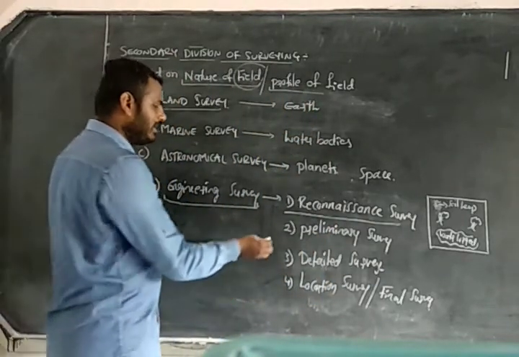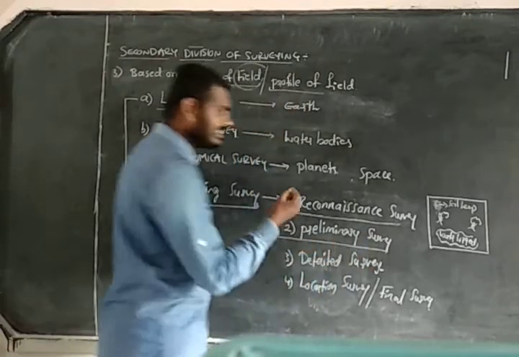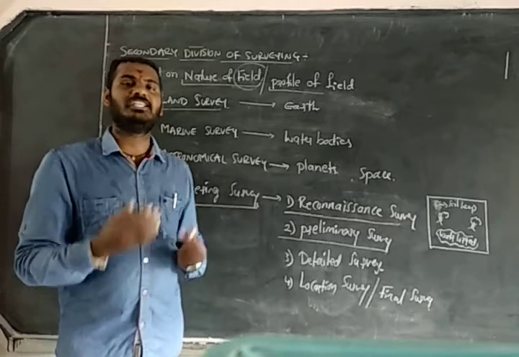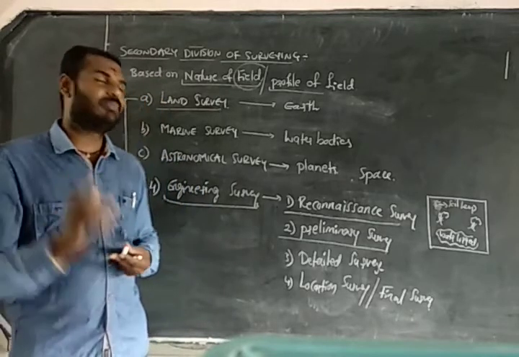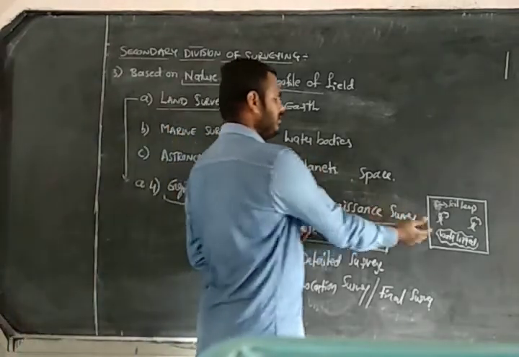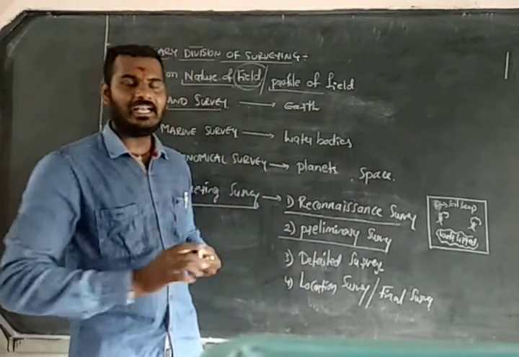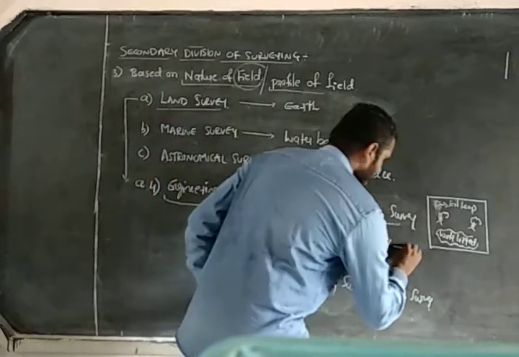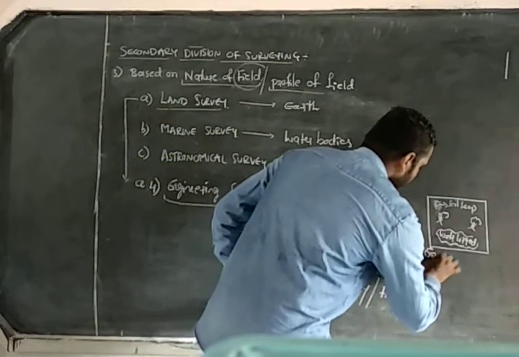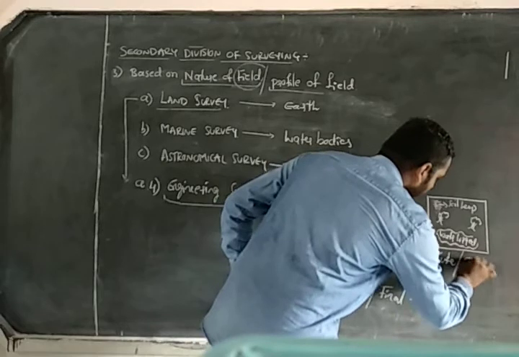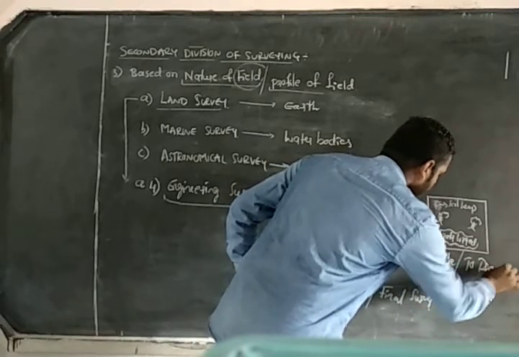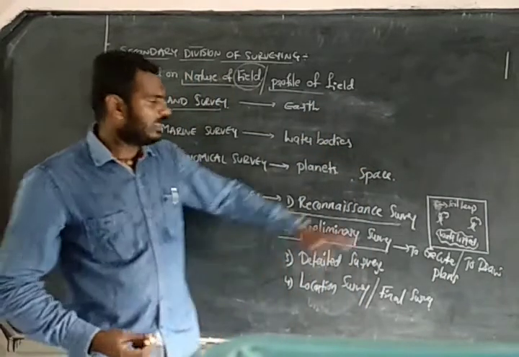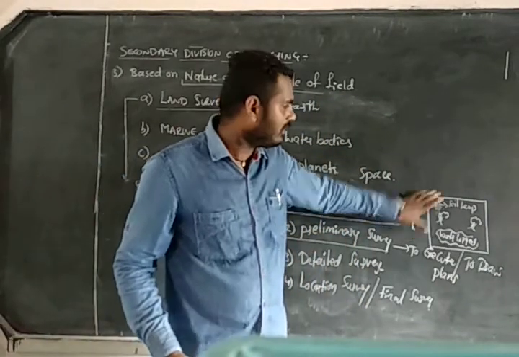And next we have preliminary survey. In this preliminary survey, the same surveyor will go along with the instrument to measure the dimensions of this particular plot and to take the measurements to execute or to draw plans. To draw plans, we need to take the length of this particular plot and the breadth of this particular plot.